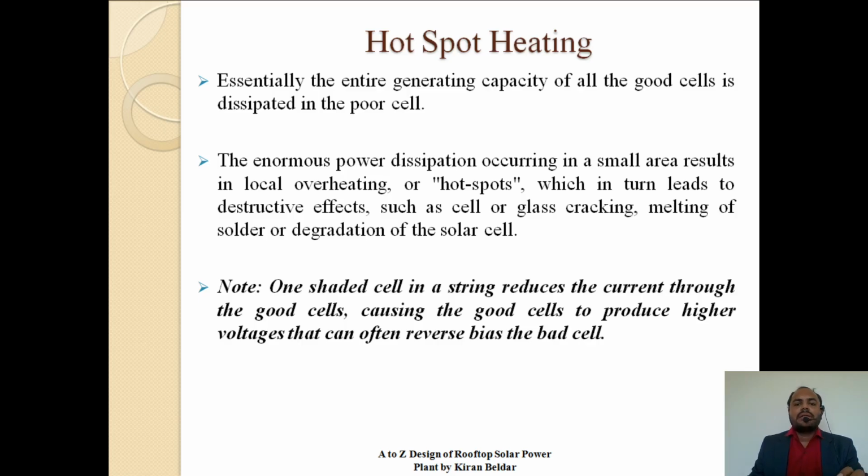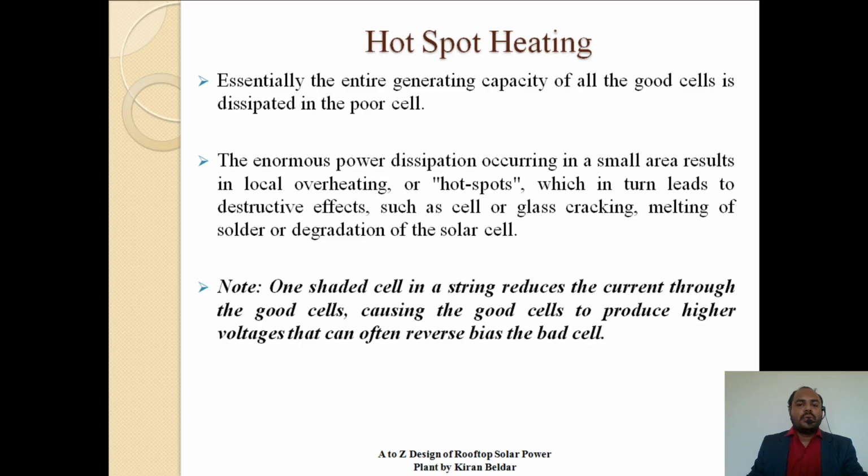So the high current is passing through the shaded solar cell, and because of that a short circuit or hotspot heating is happening in that position. The enormous power dissipation occurring in a small area results in local overheating or hotspots, which in turn lead to destructive effects such as cell or glass cracking, melting of solders, and degradation of the solar cell also.